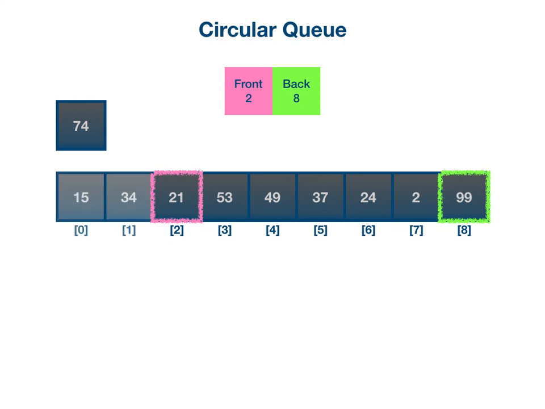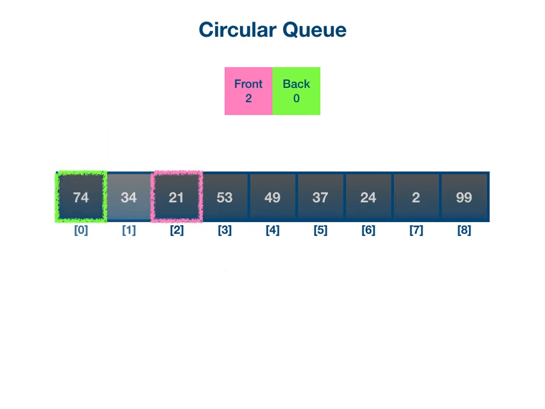So, what we're going to do is wrap around. We're going to store 74 at the front of the array, setting the back index equal to 0. And then the next time we add a value to the queue, once again, we continue as we were. We simply store the next value at the next empty slot and increment the value of the back index.